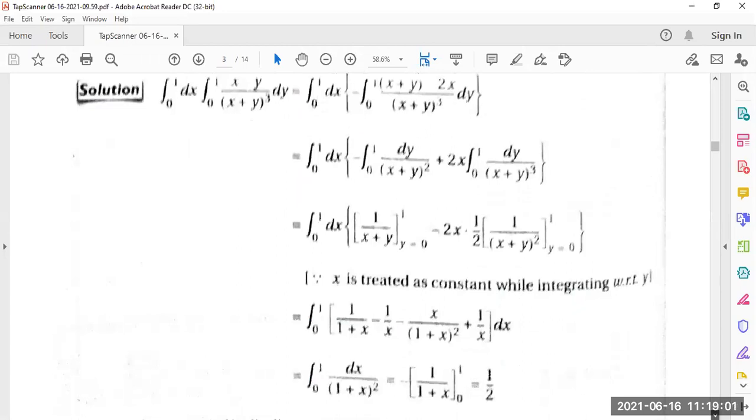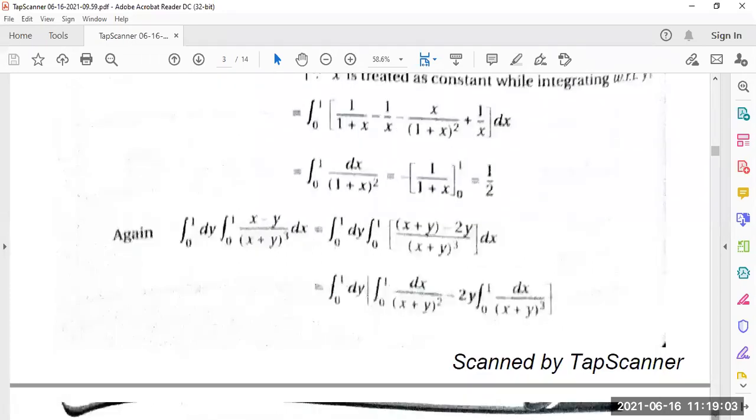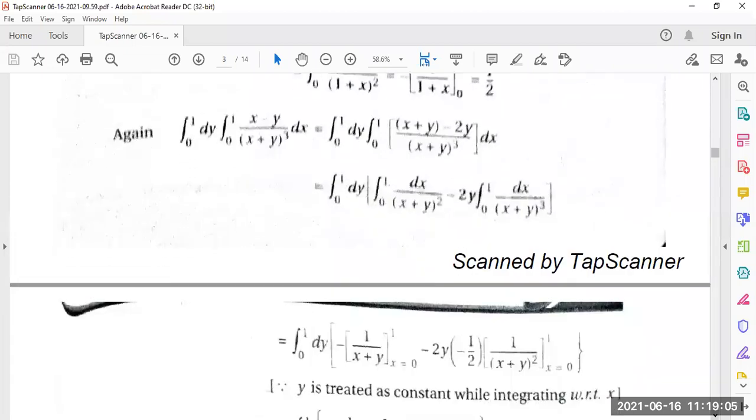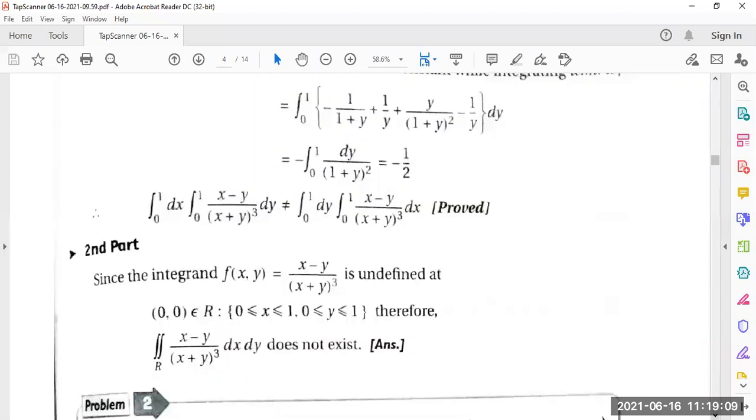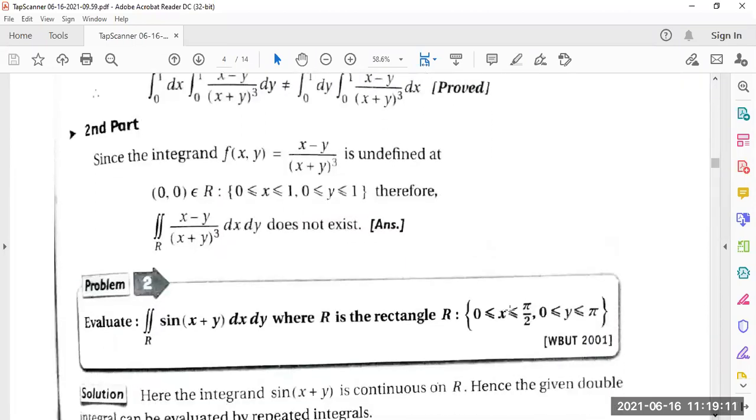Has been done by this way, isn't it? So first one is coming plus up and second one, value of the second one is coming minus up. So they are not equal. Now we are going for the second part. Since the integrand f of xy is undefined at 0, 0, when x equal to 0, y equal to 0, the denominator should be 0, it is undefined, belongs to R. Therefore, this does not exist. Clear?